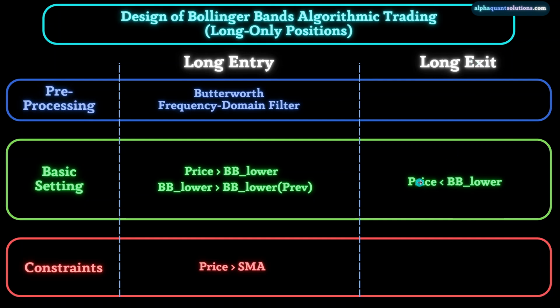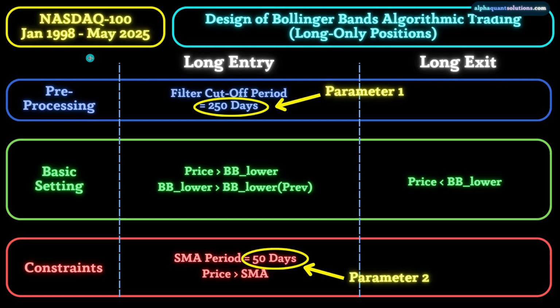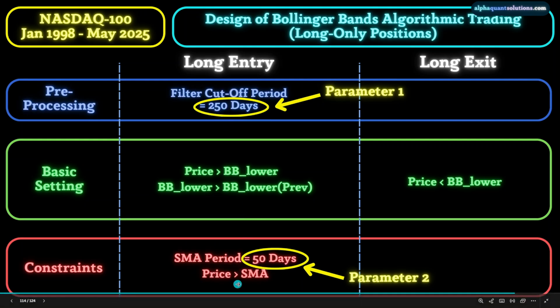Now for the long exit, it's very simple. Whenever the unfiltered price goes below the lower boundary of the Bollinger Band, then we close and exit the trade. Now, we have taken the Nasdaq-100 over a long period of time, spanning 27.5 years between January 98 and May 2025. And here we have tuned these two parameters. So the cutoff period for the filter, we have set it to 250 days. And the SMA, here on the constraint, we have set it to 50 days.